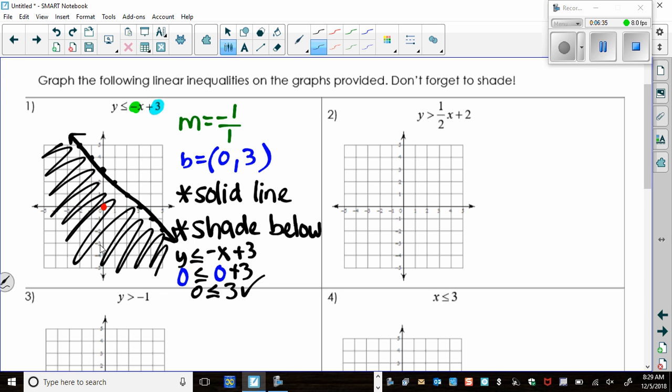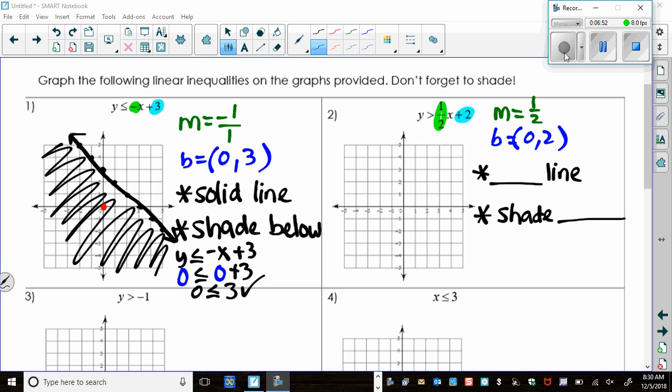Okay. Go ahead and pause this video. I would like you guys to find the slope, the y-intercept, and take notes here. Are you going to have a solid line? Are you going to have a dashed line? Are you going to be shading below or above? And then check in with me.